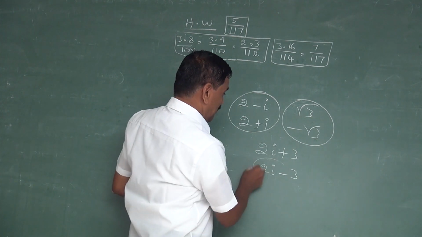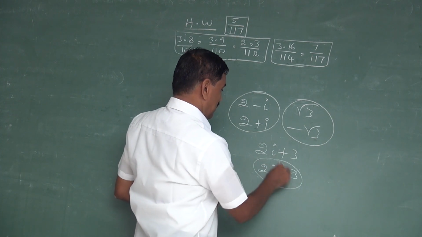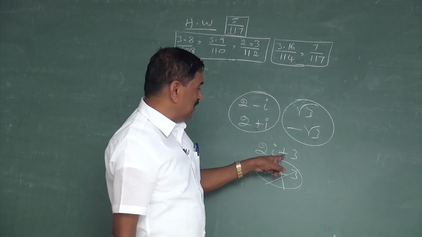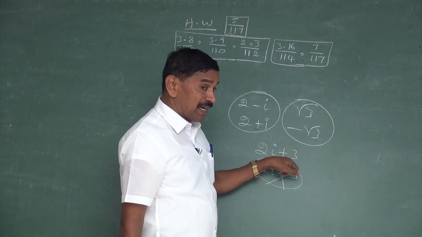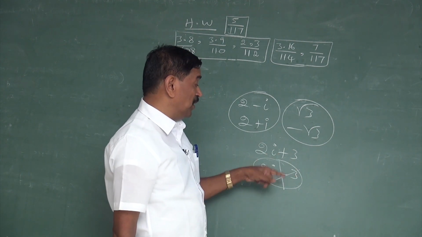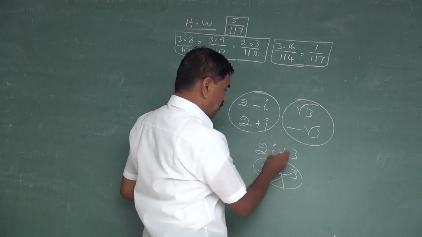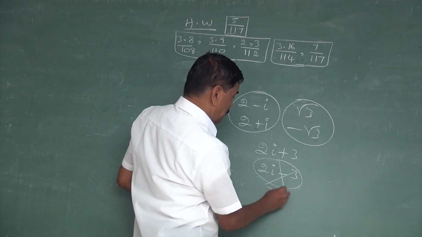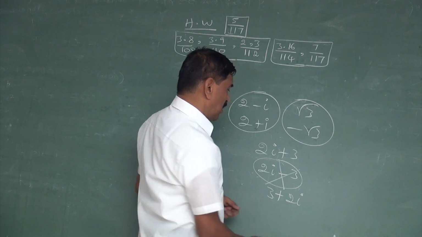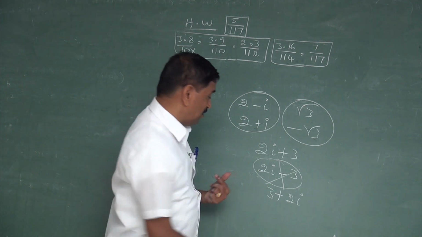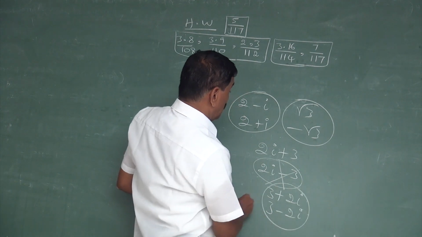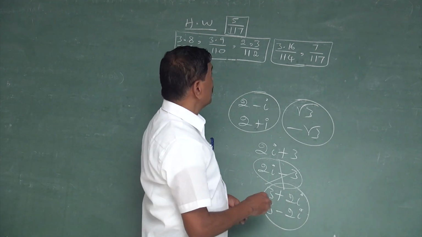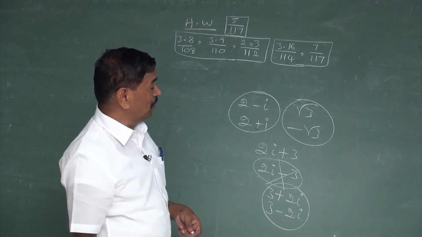Listen, it is wrong. 2i minus 3 is wrong because simply changing the sign is not correct. Because 2i plus 3 is not in the standard form. We want to make it into the standard form. Standard form is a plus ib form. First make the standard form. Standard form is 3 plus 2i. Can you tell me what is the next root? Very good. 3 minus 2i. So it is a technique. So for today's homework, these are the tips. So write carefully and send it to me through WhatsApp.